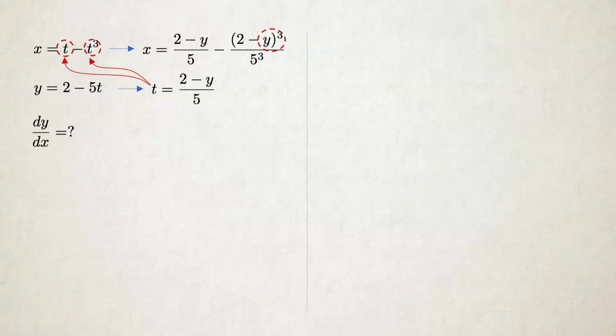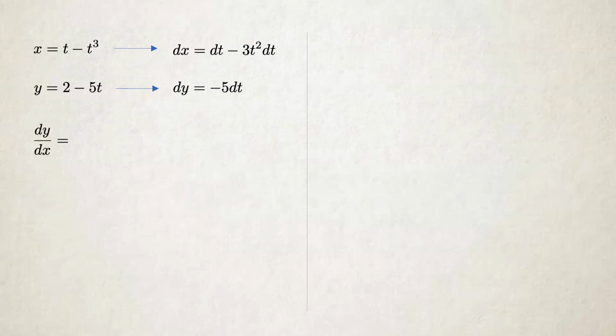So instead of taking explicit differentiation, we will use implicit differentiation. Let's go back to the original parameterized functions x equals t minus t cubed and y equals 2 minus 5t. We will take the implicit derivative of the first function, which gives dx equals dt minus 3t squared dt. Do the same thing for the second function, which gives dy equals minus 5 dt.